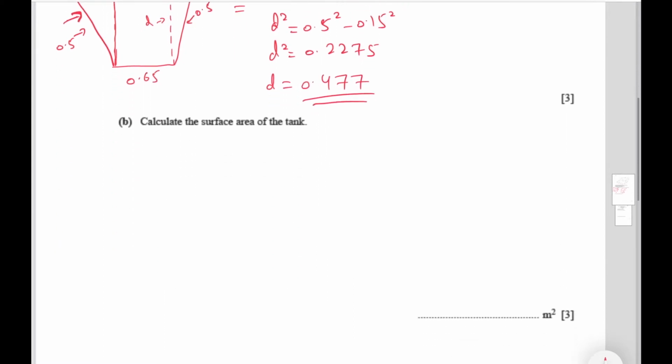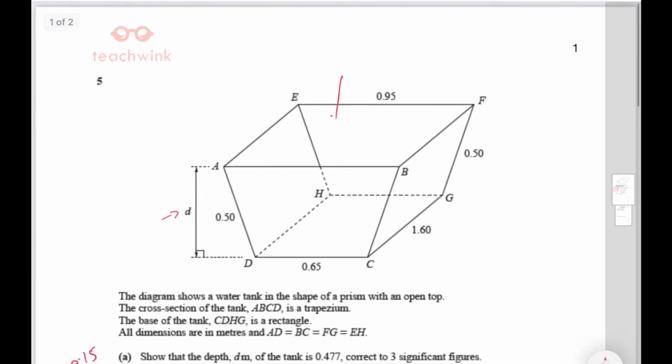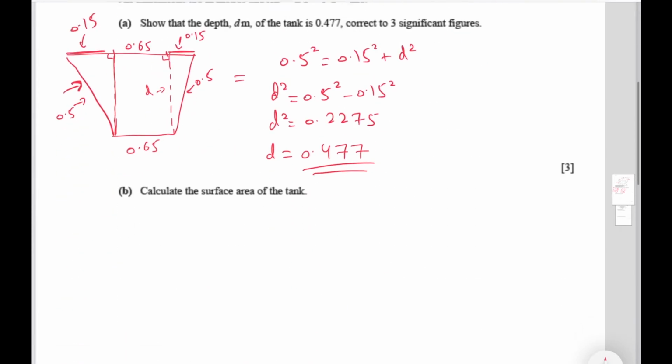The next part says calculate the surface area of the tank. So the tank is open from the top, so we won't consider that to be one of the areas that is to be covered in the total surface area. So we need the area of the front, the back, the left, the right and the bottom. I am assuming the front and the back are going to be the same. So are the right and the left, because those two are rectangles and the front is a trapezoid, which is the same as EFGH. So let's find the area of ABCD first.